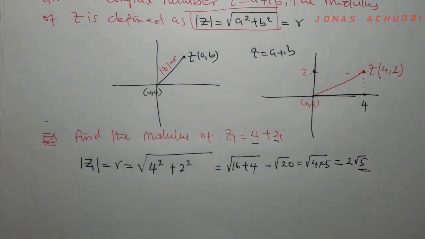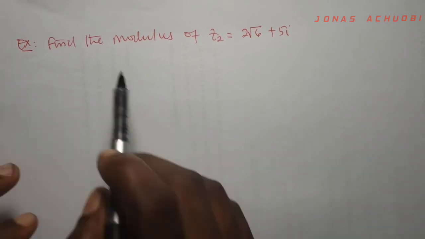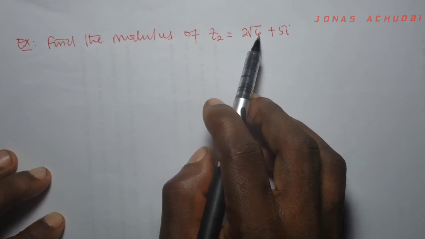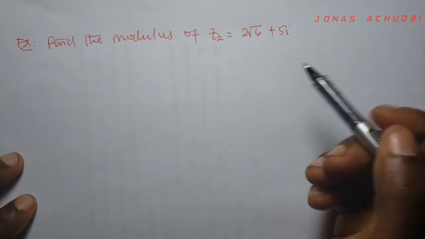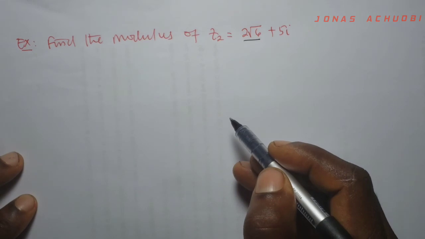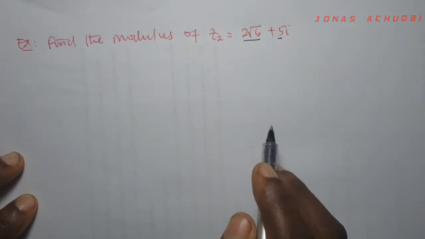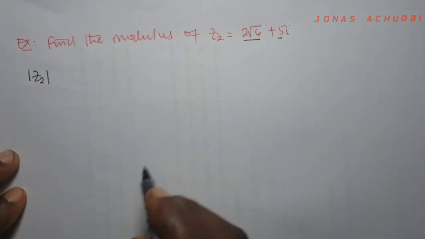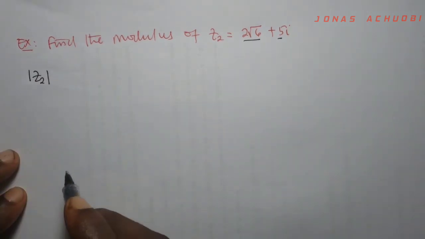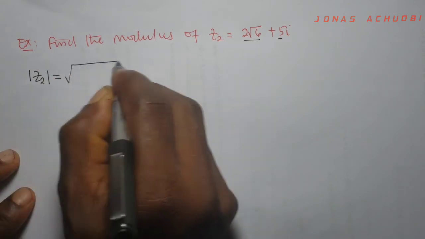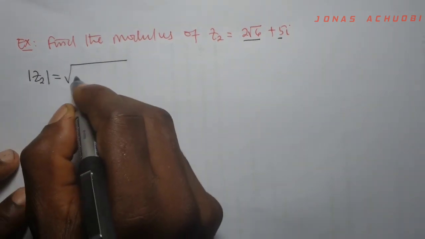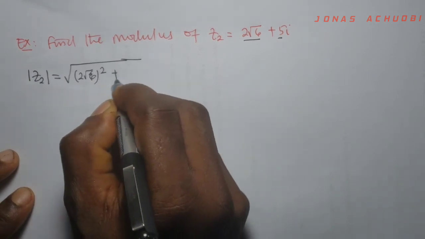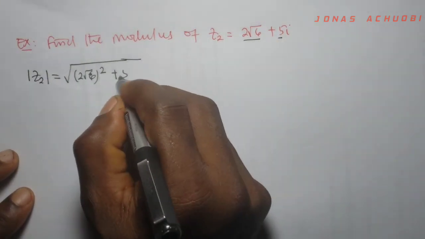Let us take two more examples, or one. Example 2: find the modulus of the complex number z2 equal to 2 root 6 plus 5i. So here, the real part is 2 root 6, and the imaginary part is 5. So the modulus of z2, or length if you want, is equal to the square root of 2 root 6 all squared, plus 5 squared.